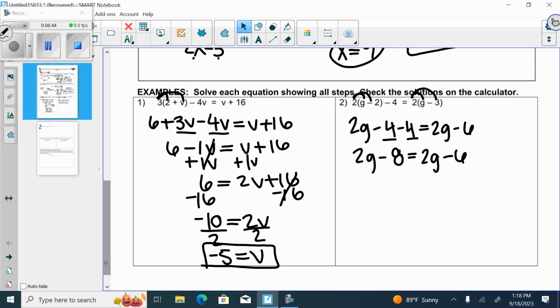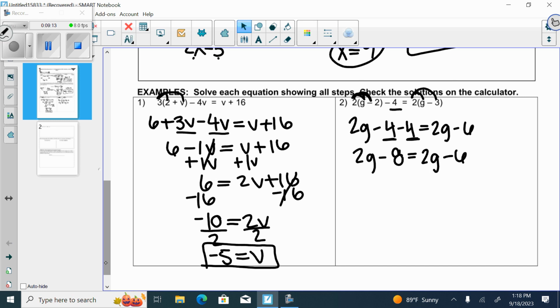Wait, why would it be negative 8? Negative 4 and negative 4, we put them together. They're like terms. No, they're all negatives. Negative 4 minus 4, that's negative 8. Yes, ma'am. Okay, so 2 times g was 2g, right? And 2 times negative 2 was negative 4. And there was also already a negative 4. So I just brought it down.